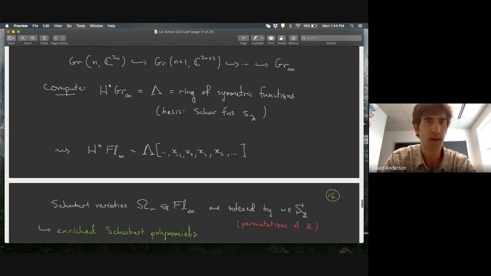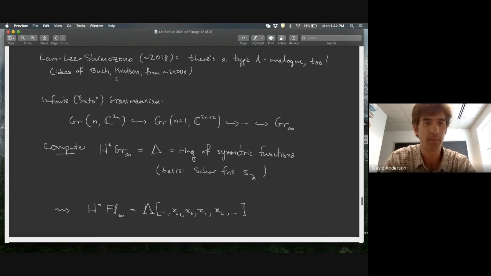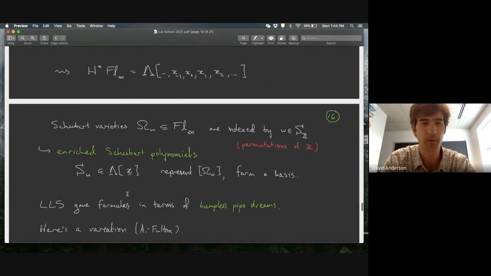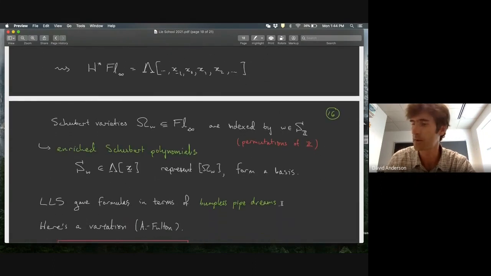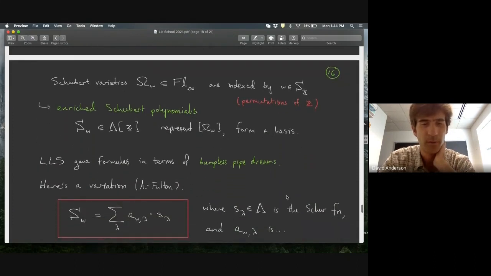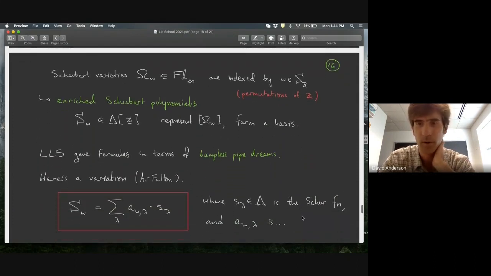These folks, Lam, Lee, and Shimozono, gave nice, just amazing formulas for them in terms of combinatorial gadgets called bumpless pipe dreams. And Bill Fulton and I have a variation on that, and I want to almost close with just a picture of what they look like, to maybe whet your appetite for seeing more of it, or not.